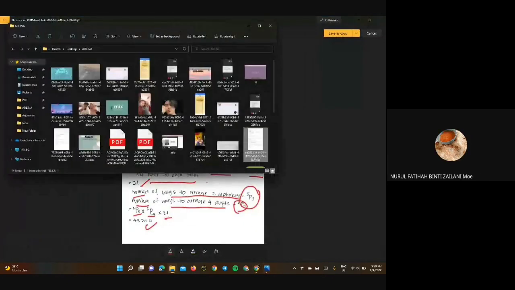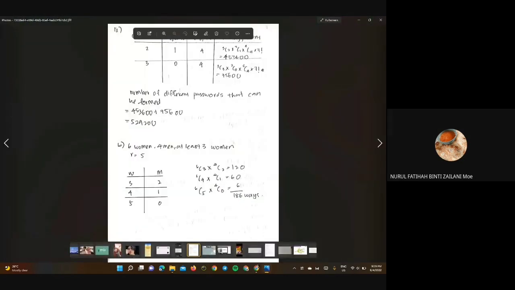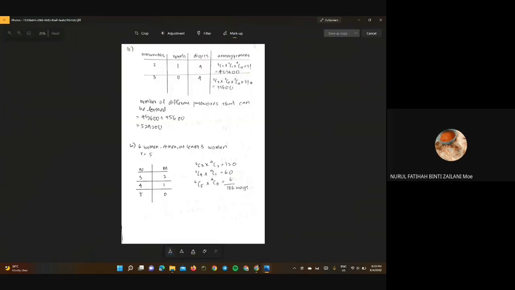Okay, let me explain this question. We have 3 consonants which are B, C, and D. The question asks us to find at least 2 consonants. First, we use a table to show the calculation. We start with 2 consonants. Back to the previous question, the security code should consist of 3 alphabets, so we have to add 1 vowel. For digits, we shouldn't change the rule because it is not mentioned in the question.